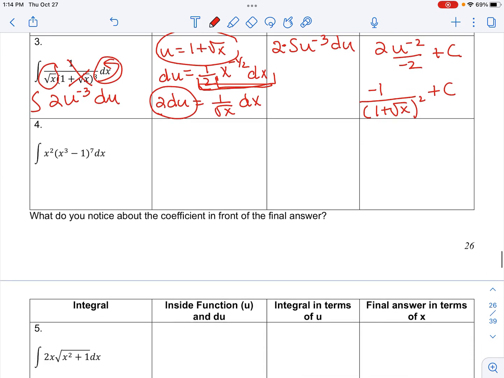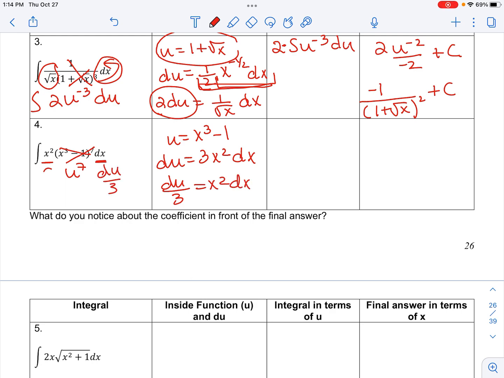Okay, last one here. Your u is the x cubed minus 1. The derivative would just be 3x squared. And again, move that dx over. So this becomes u to the 7th. X squared dx is really du over 3. So I'm going to put that here.